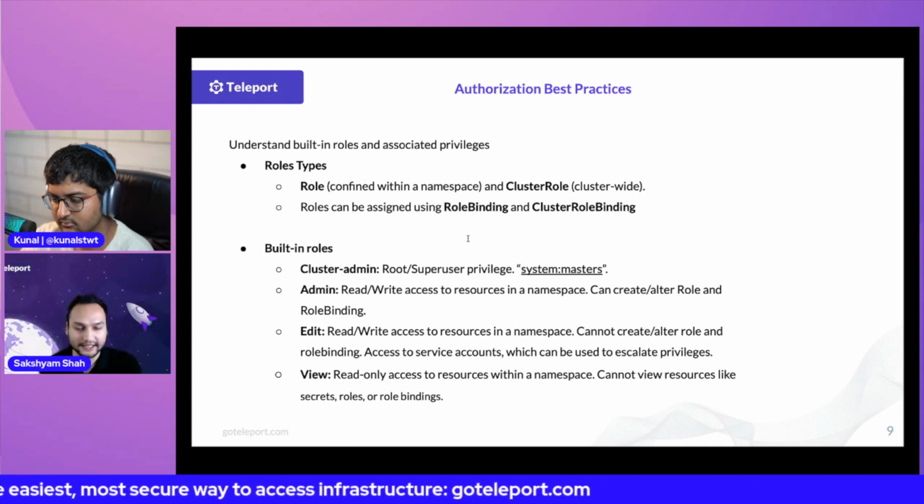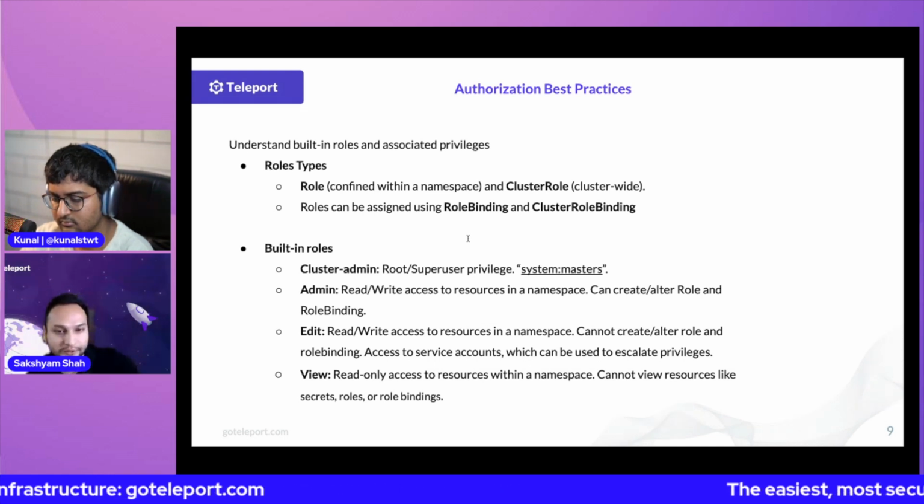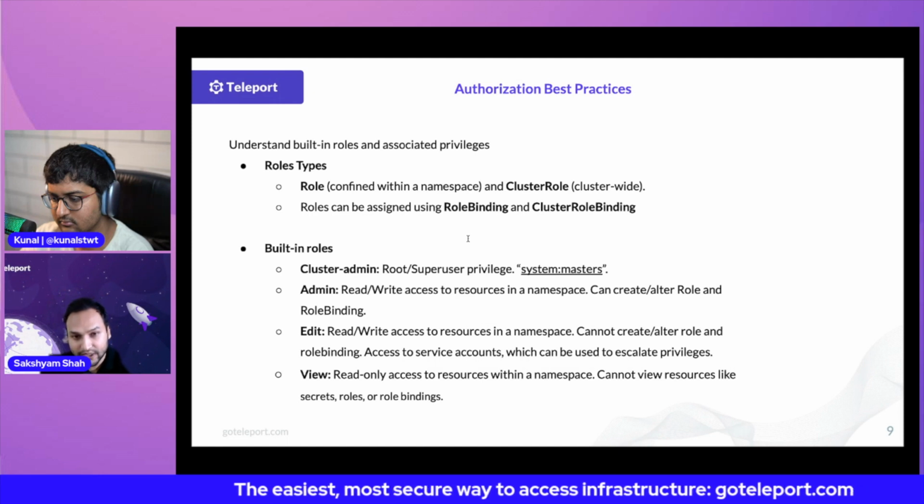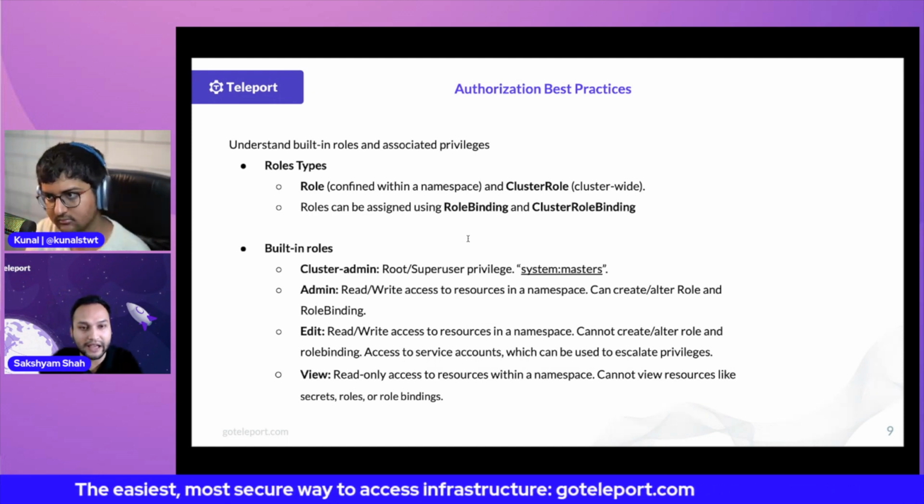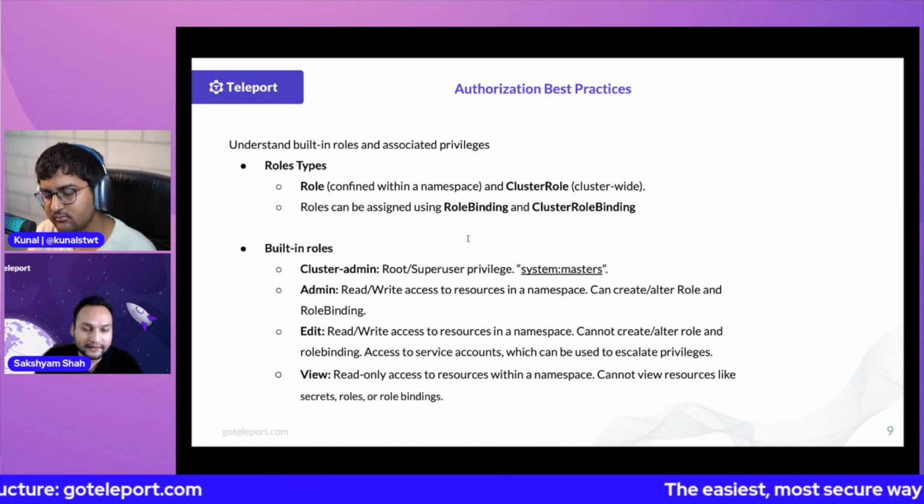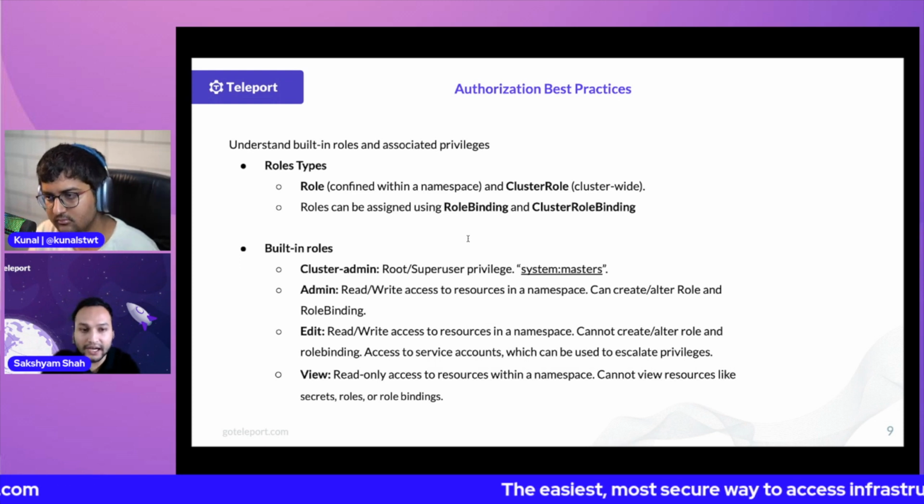First one is cluster-admin. This is basically like the root user in Linux, or the administrator user in Windows systems. In Kubernetes, it's called system:masters as well. This privilege just gives you access to everything, and you have to carefully think about who has access to this role. The second one is the admin role.